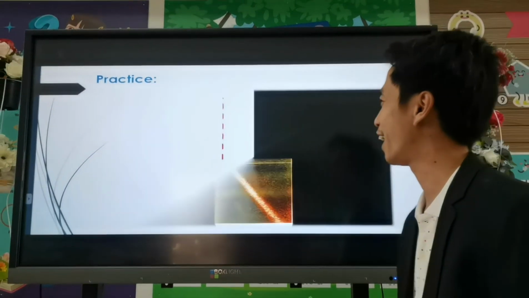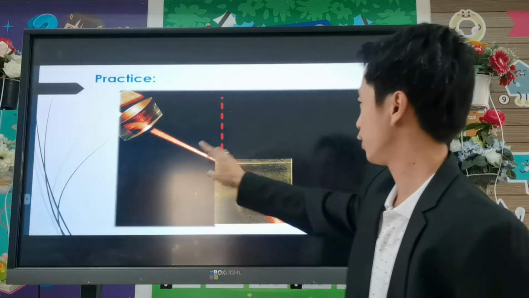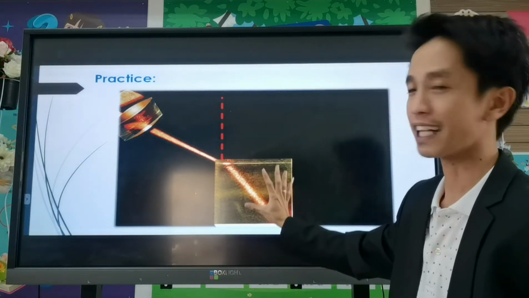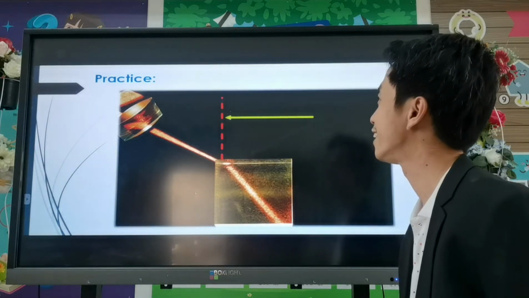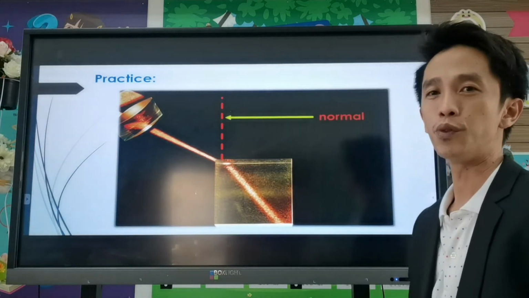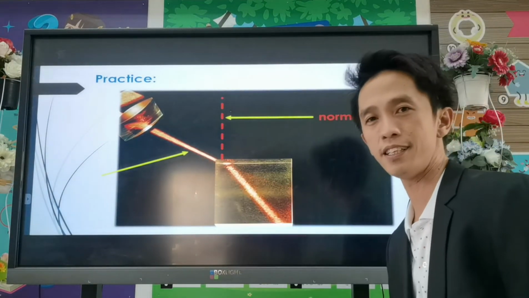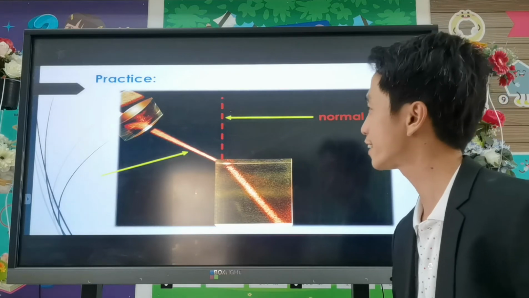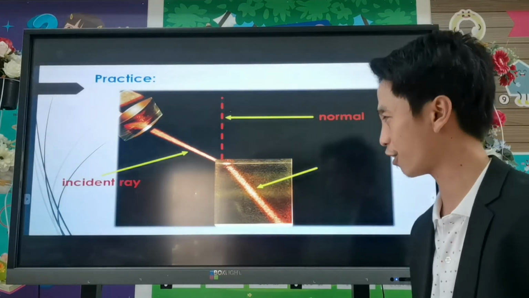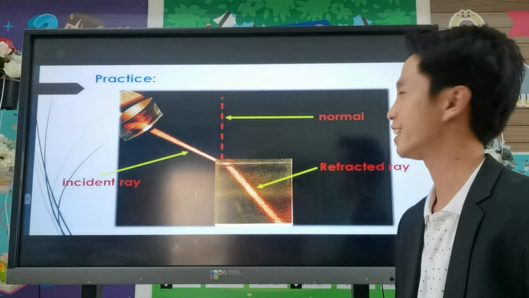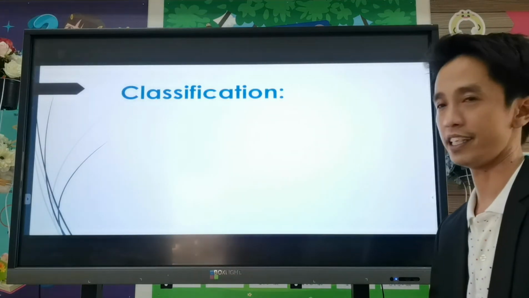Okay, next we have another practice. This is the laser. You put something like a glass. What do you call this? That is the normal. And next, this light, what do you call this light again? That is the incident ray. And this one, what do you call? That is the reflected ray.